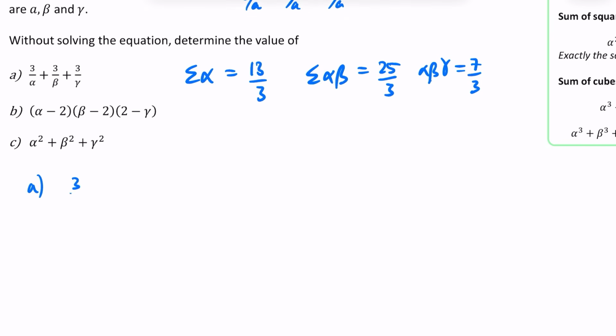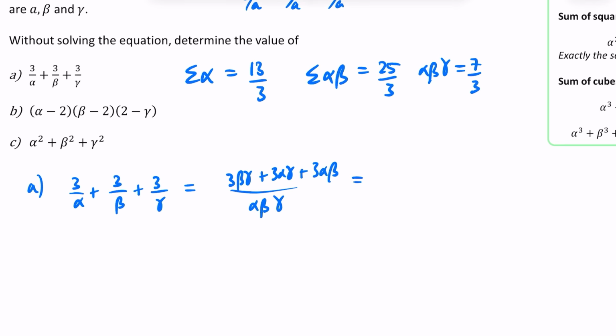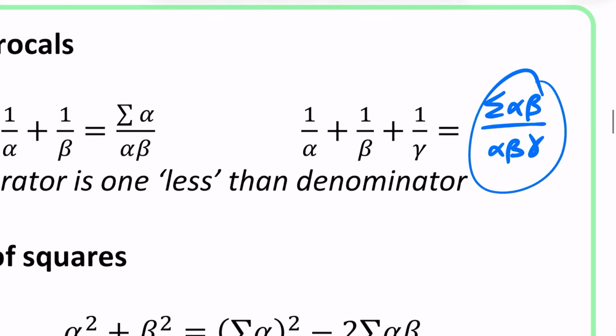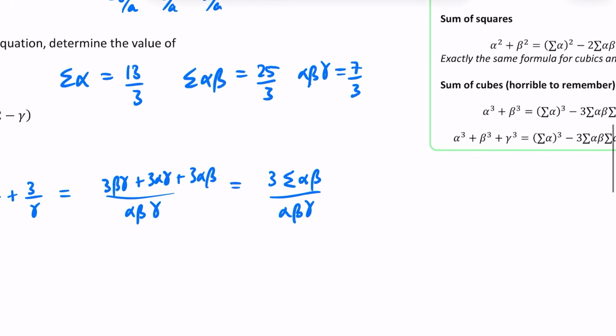A is 3 over alpha plus 3 over beta plus 3 over gamma. Now, they need to have a common denominator, which is clearly going to be alpha, beta, gamma. If this one needs to get the alpha and the beta gamma, it needs to be multiplied by the beta gamma. So it's 3 beta gamma. The next one needs the alpha gamma, and the last one needs the alpha beta. So we can see that the numerator is 3 lots of the sum of the pairs, and the denominator is alpha, beta, gamma. And you can see it resembles this one up here, but of course we've got that extra 3.